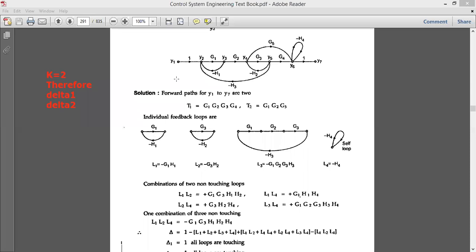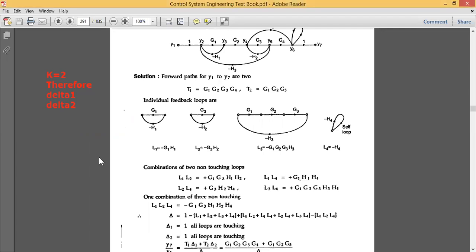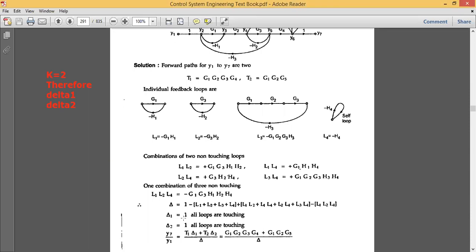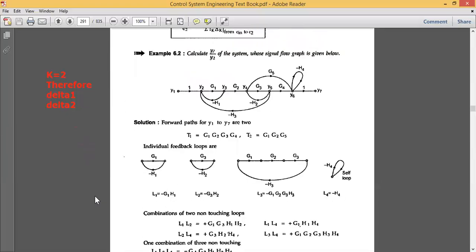Okay, so what was our forward path? It was y1, y2, y3, y4, y5, y6 and y7. Yes, all the loops are touching the forward path. So if you find all the loops touching the forward path, then consider that as equal to 1. So delta 1 is equal to 1. Then go for delta 2. So what is delta 2?